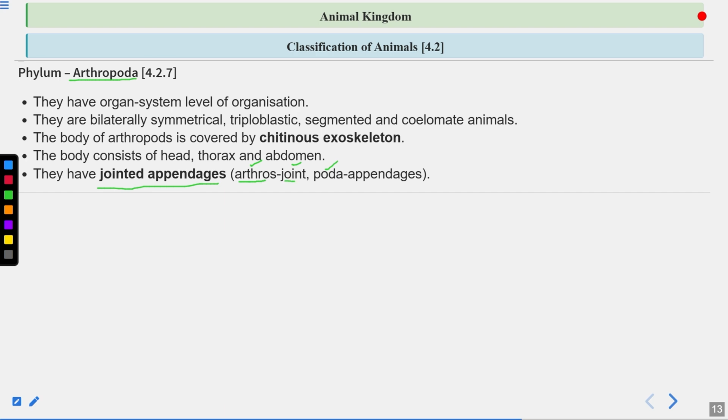And what is the meaning of that? Jointed appendages. Every phylum got its name from a very important characteristic that they possess. Like in the case of Annelida, annulus means a circular ring-like segment, right? And here, Arthropoda means jointed appendages.